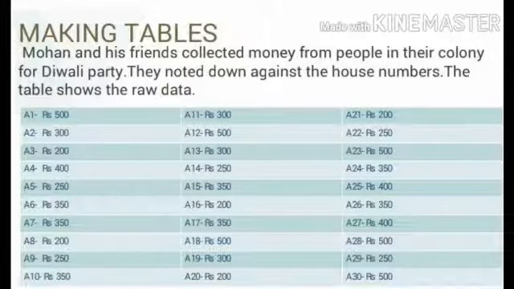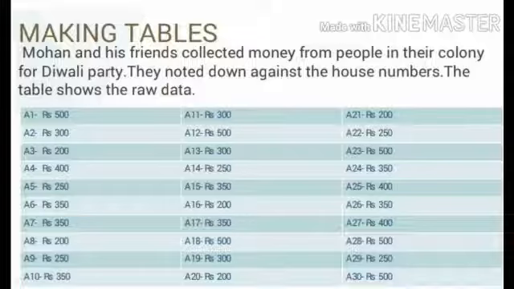Now, Mohan and his friends collected money from people in their colony for Diwali party. So, Mohan and his friends collected money from their locality. They noted down against the house number. The table shows the raw data. So, this is the collection of money which they have collected.